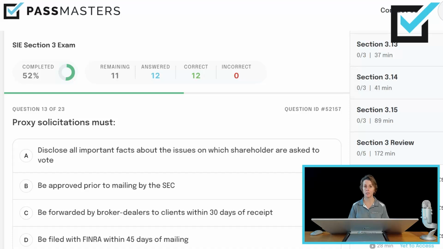Proxy solicitations must disclose all important facts about the issues on which shareholders are asked to vote. I like that. Be approved prior to mailing by the SEC. Do they ever approve anything? No way. Be forwarded by broker-dealers to clients within 30 days of receipt, or be filed with FINRA within 45 days of mailing. Proxy solicitations must disclose all important facts about the issues on which shareholders are asked to vote.